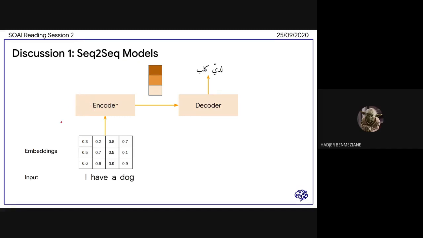So basically, this is the sequence-to-sequence model. We have two blocks: the encoder and the decoder. The encoder will apply a bunch of layers, trying to encode the values of the word embeddings, and then give some context to the decoder, which will try to decode it into another, for example, another language. Feel free to interrupt me at any time if you didn't understand something.